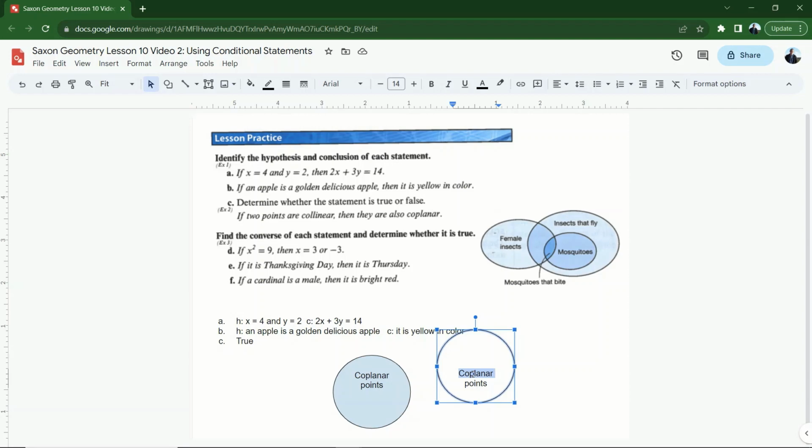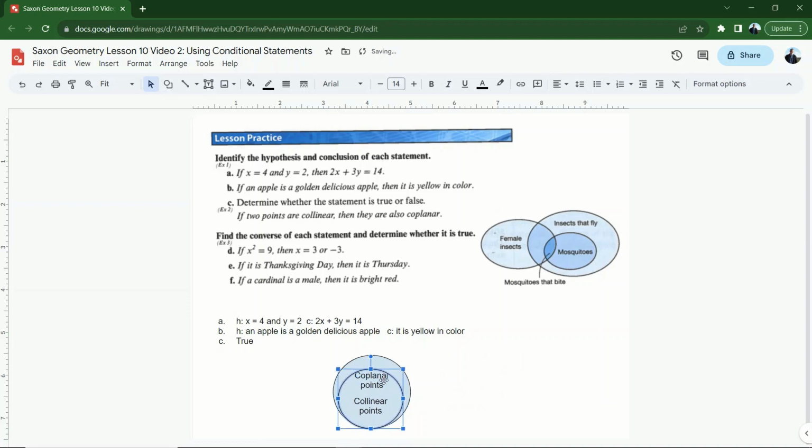Our statement was if 2 points are collinear, then they're also coplanar. So coplanar points and collinear points. Well, let's think about what we just said. All collinear points, if they lie in the same line, they lie in the same plane. So that means that I am going to have to contain this circle entirely within the other circle. I wish there was a prettier way for me to do that. Let's see if I could do that in a nicer way. Yeah, that's pretty good. Okay, so there I have my collinear points.